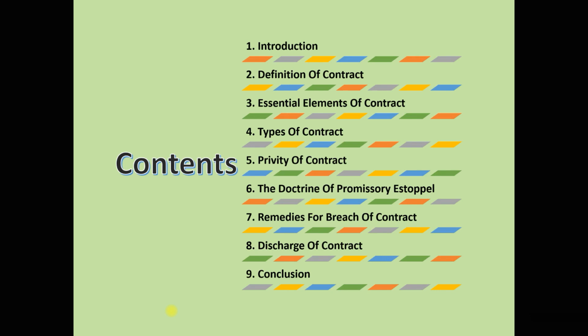These are the contents of the learning. We're going to touch a little bit on the introduction of the law of contract, definition of contract, essential elements, types of contract, privity of contract, doctrine of promissory estoppel, remedies for breach of contract, discharge of contract, and lastly, conclusions.